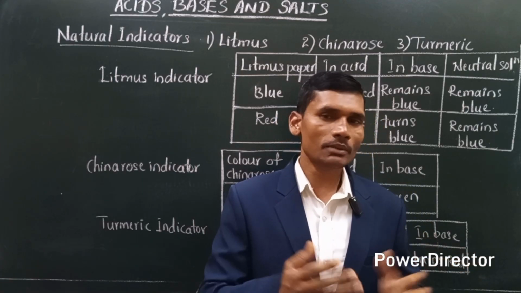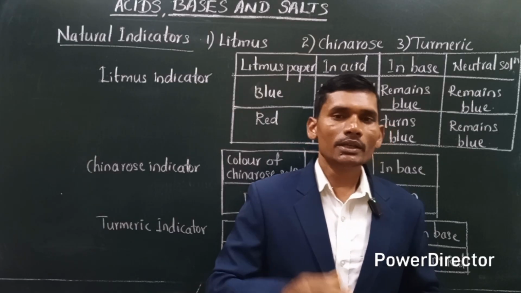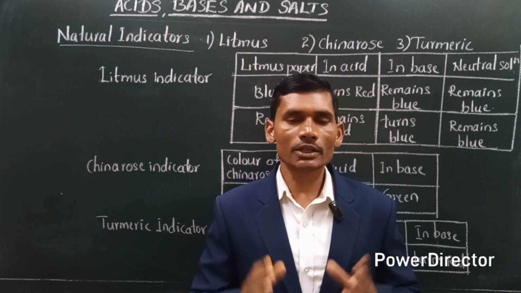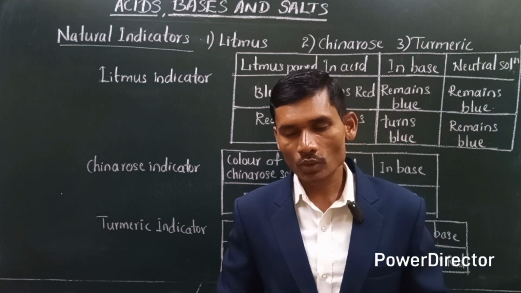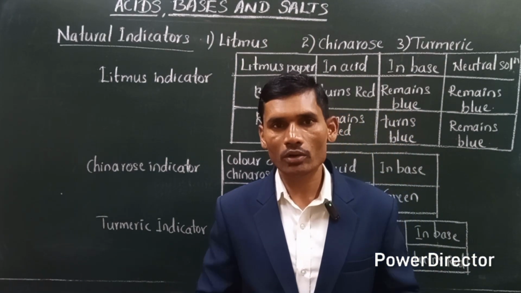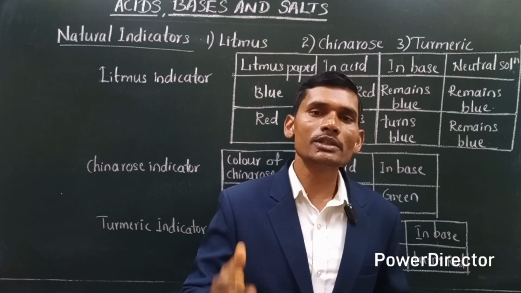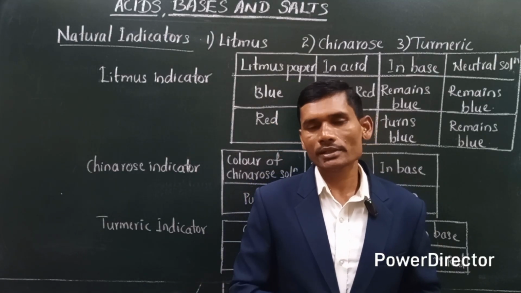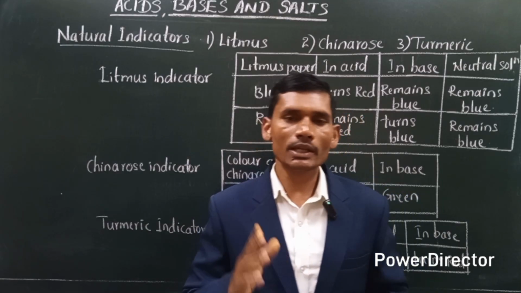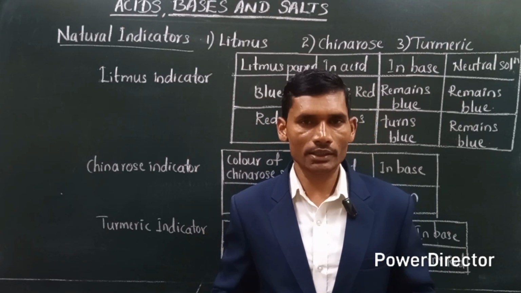As we already learned in the previous video, those who have not watched it can go and watch it once again. Indicators are the substances which are used to test whether the given substance is an acid or a base. Whatever is given, in order to check whether it is an acid or a base, the substances we use are what we call indicators. We learned two types of indicators: one is natural, and the other is artificial, that is synthetic.